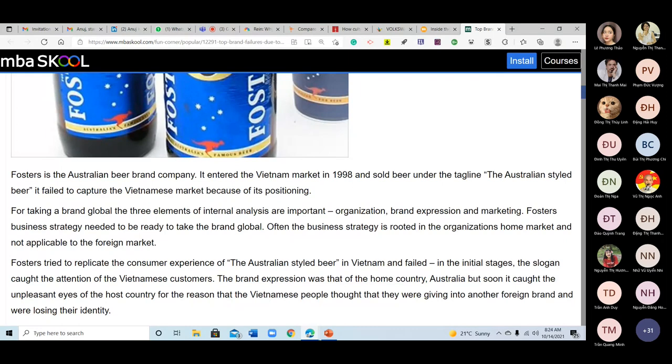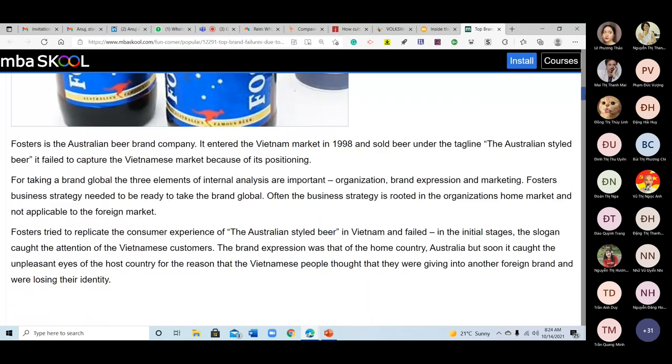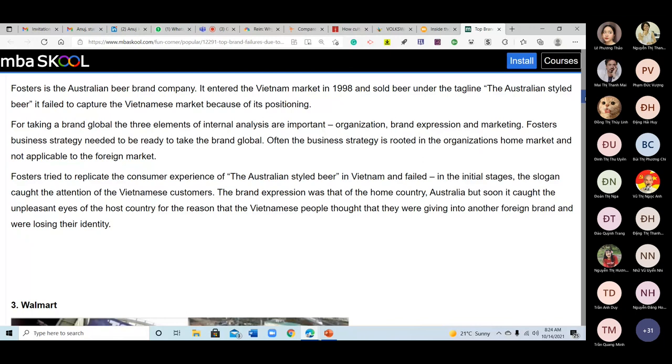For taking a brand global, the three elements of internal analysis are important: organization, brand expression, and marketing. Foster's brand strategy needed to be ready to take the brand global. Often the business strategy is rooted in the organization's home market. So Foster's tried to replicate the consumer experience of Australian styled beer in Vietnam and failed in the initial stages.